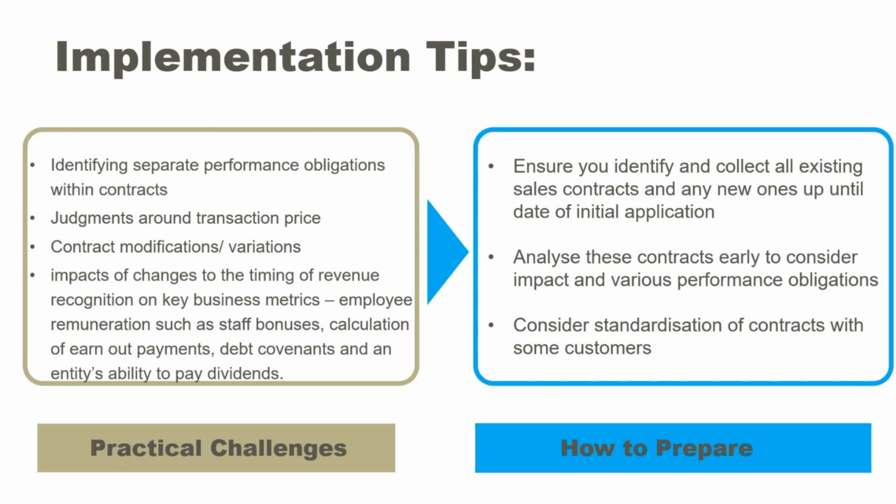When you're preparing for this, just ensure you identify and collect all your existing contracts and any new ones up until the date of initial application. Analyse these contracts sooner rather than later to identify the impact. And it is worthwhile considering whether there should be any standardisation of contracts with some customers, because if you do have lots of different contracts, then it's going to be very time consuming going through this process. But the key thing is just make sure you are preparing for this sooner rather than later.